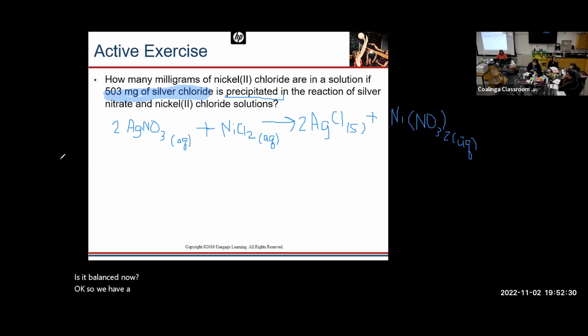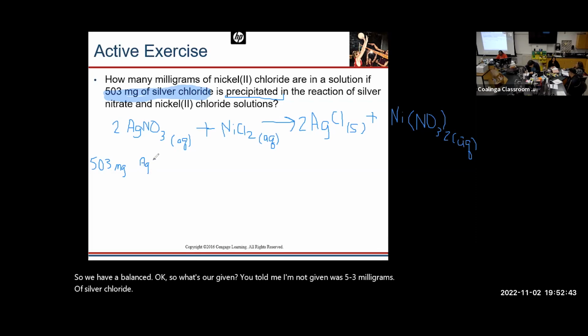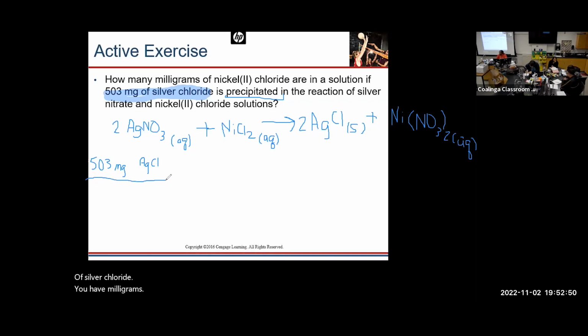Okay, so what's our given? You told me my given was 503 milligrams of silver chloride. Okay, yeah, milligrams. That's super small. And I need to get it to my gateway. Where do I want to get it to? Moles, right? So let me share something with you.